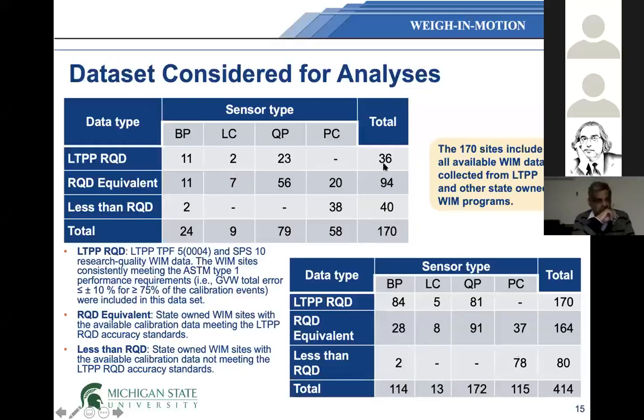There are about 36 sites. They are monitoring it very closely. So we anticipate this data will be quite accurate. But other data is coming from the state, so they are not applying the same standards of calibration as the RQD sites in LTPP.